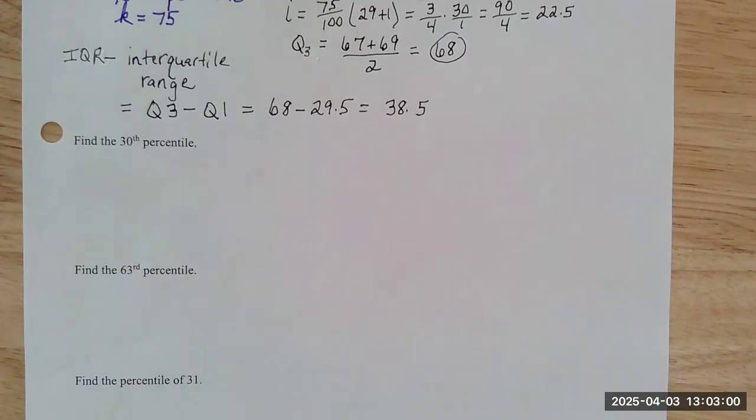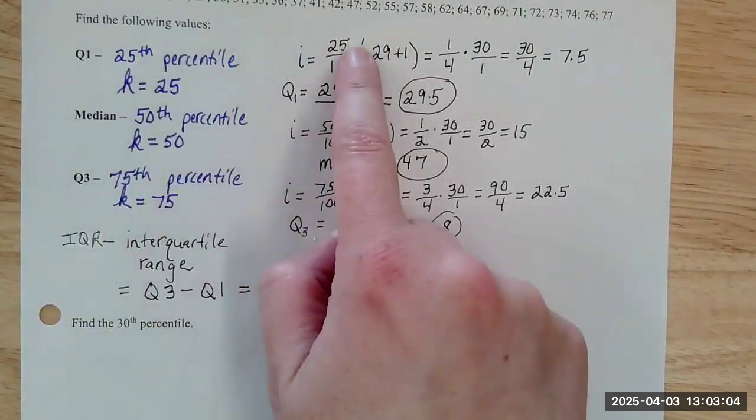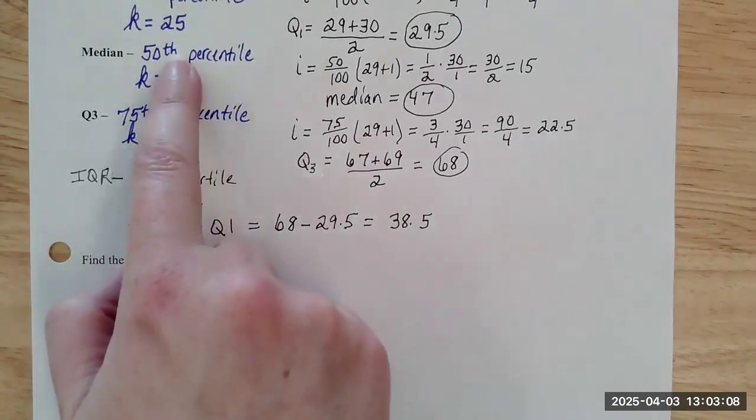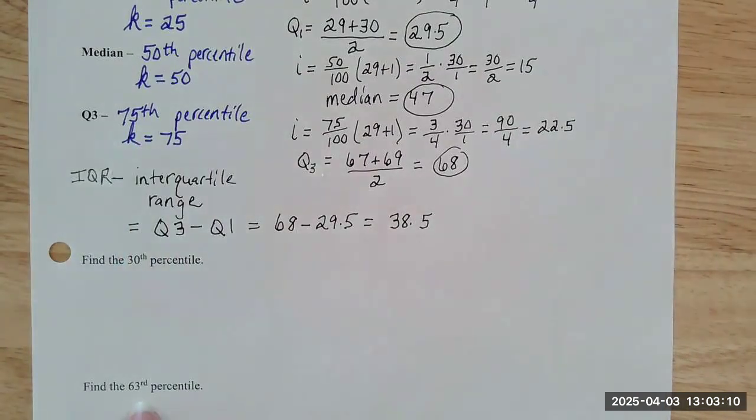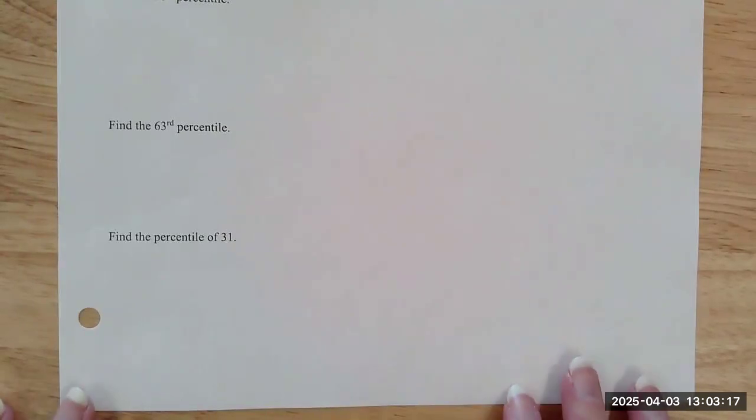You're going to do exactly the same thing that we did, but instead of plugging in 25, you're going to plug in 30. And instead of plugging in 50 for the median, you're going to plug in 63, but it's going to be exactly the same. You do exactly the same thing for those ones. But the last one is different. The last one says, find the percentile for the data value 31.